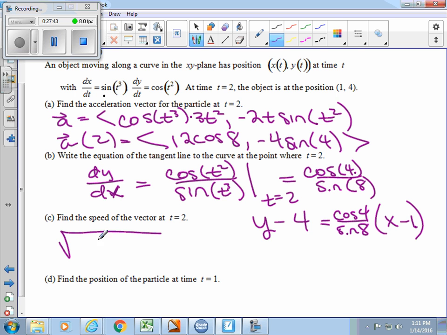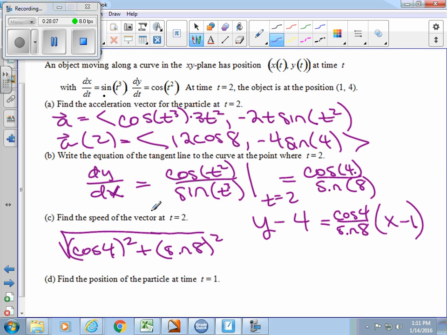How did I get those so fast? Where did those come from? Yeah, in part B, I had already found those derivatives at 2. So I am cheating a little. It would be okay if you hadn't done that, and then you could do the work. Is the magnitude and speed the same? The magnitude of the velocity vector is the speed of the particle.